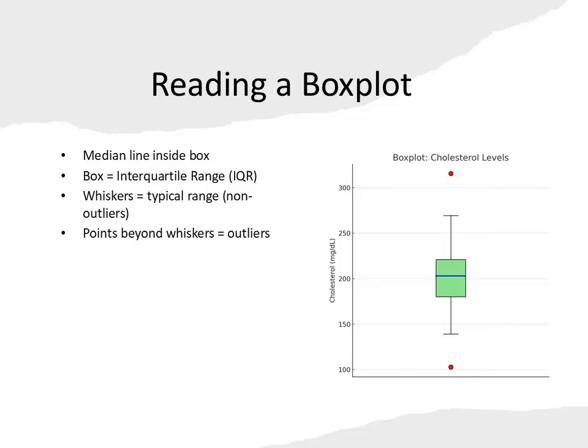When interpreting a boxplot, pay attention to the median line. Is it centered or off-center? The IQR: a tall box means more variability in the central 50% of the data. The whiskers: longer whiskers indicate more spread. Any outliers are shown as points beyond the whiskers. Boxplots can reveal skewness and outliers quickly.